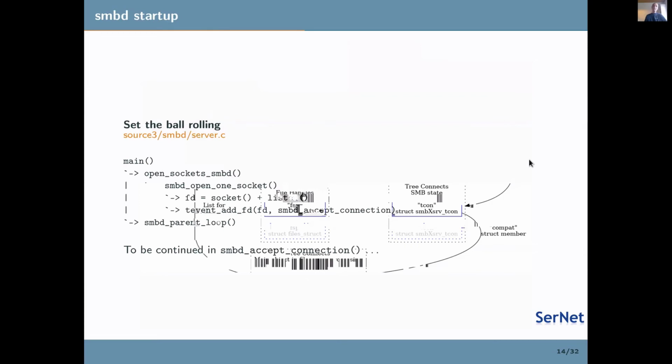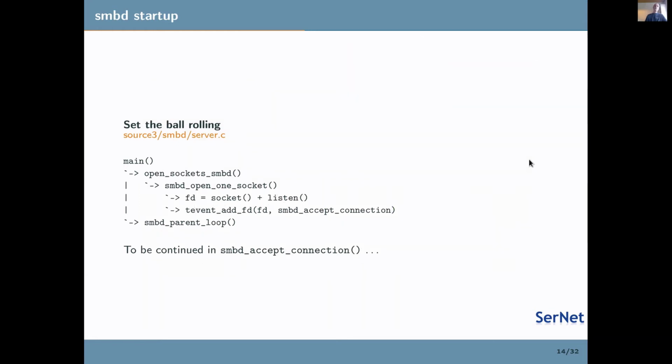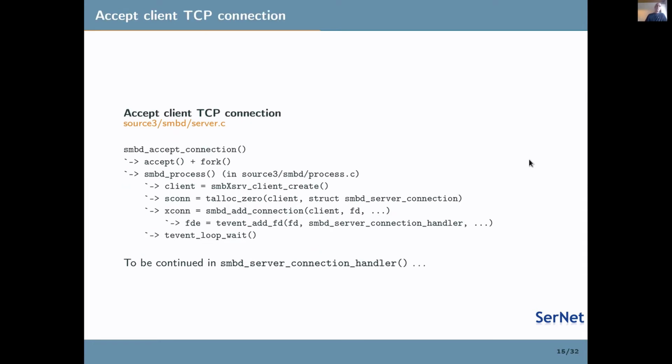So the main function in server.c, that's the one that's in the parent SMBD process, which opens the sockets, gets file descriptors, and we pass those file descriptors to our tevent library to get notified on a callback when there's any activity on this listening socket. Then with the smbd_parent_loop, we enter the main event loop in the file server process in the parent. So whenever any connection comes in, that's going to get continued in the smbd_accept_connection function, which basically then does an accept and fork.